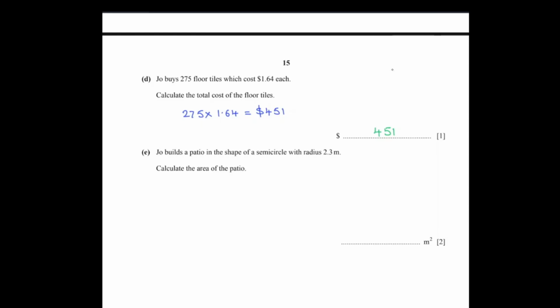Then next, question number E. Joe builds a patio in the shape of a semicircle with radius 2.3 meters. Calculate the area of the patio. So the area of the semicircle is equal to pi r square by 2. So what is r given here? Pi into 2.3 square by 2. Find out.